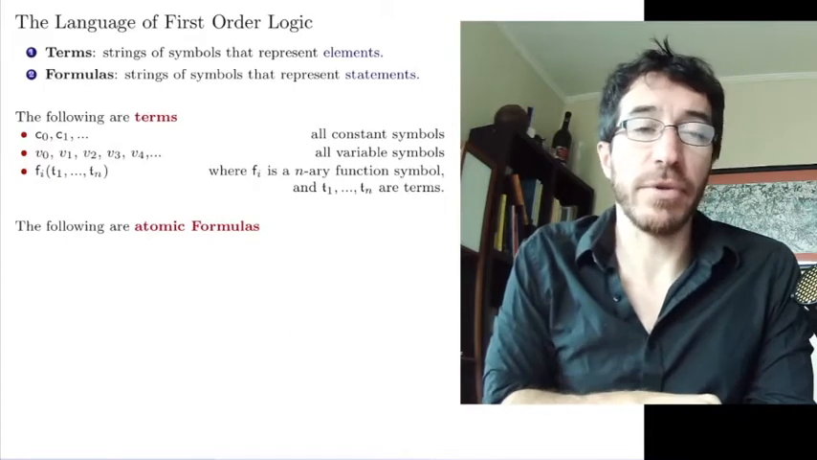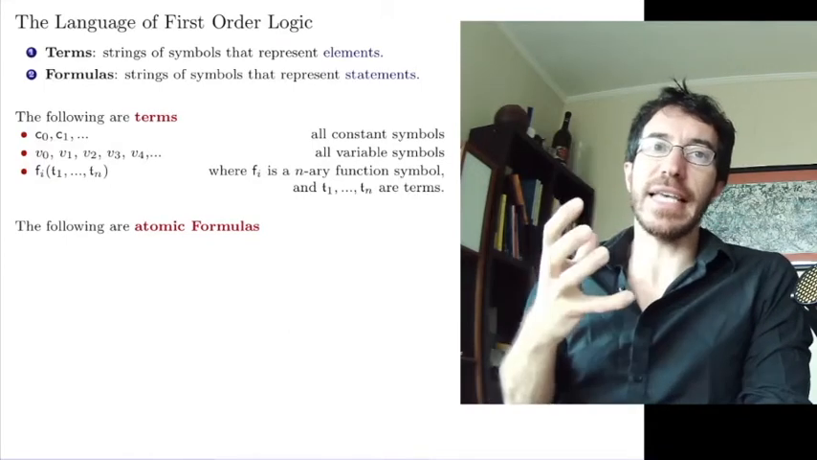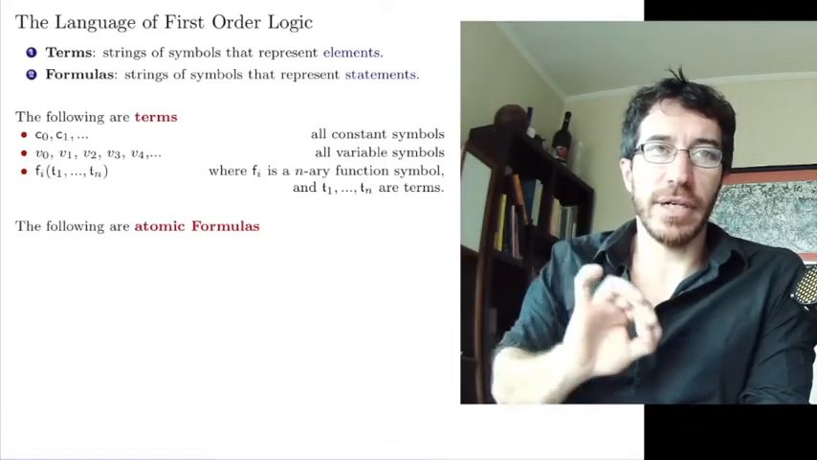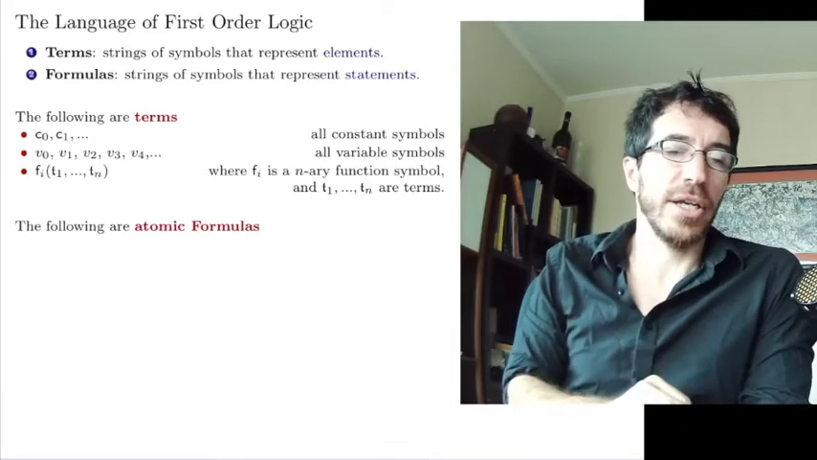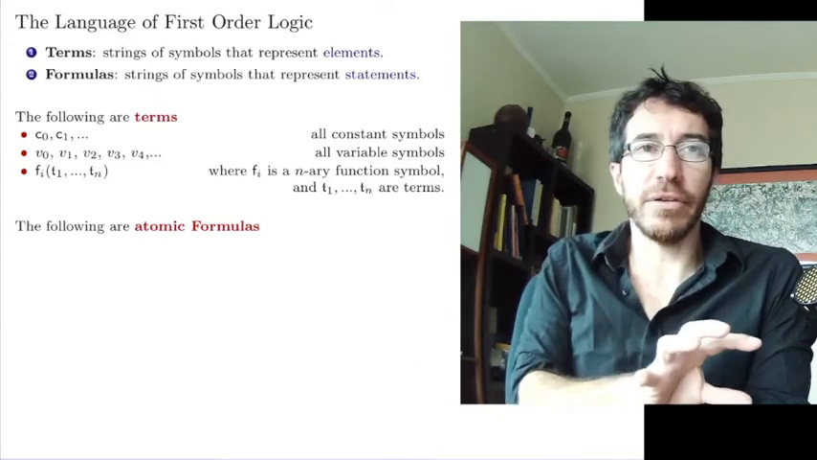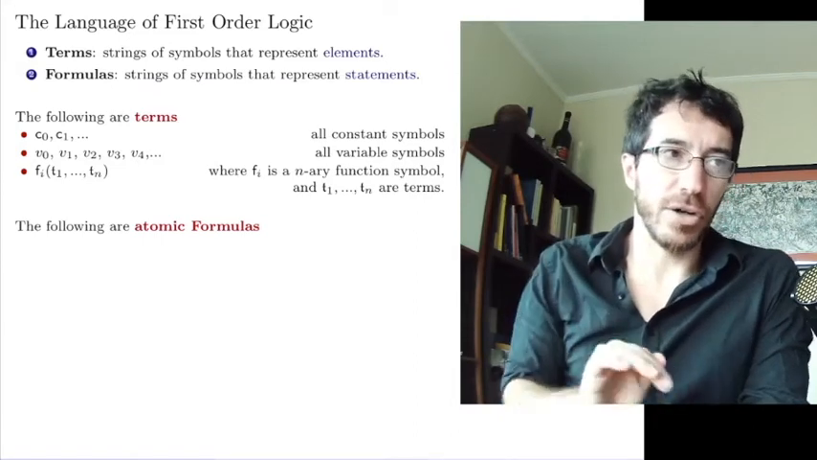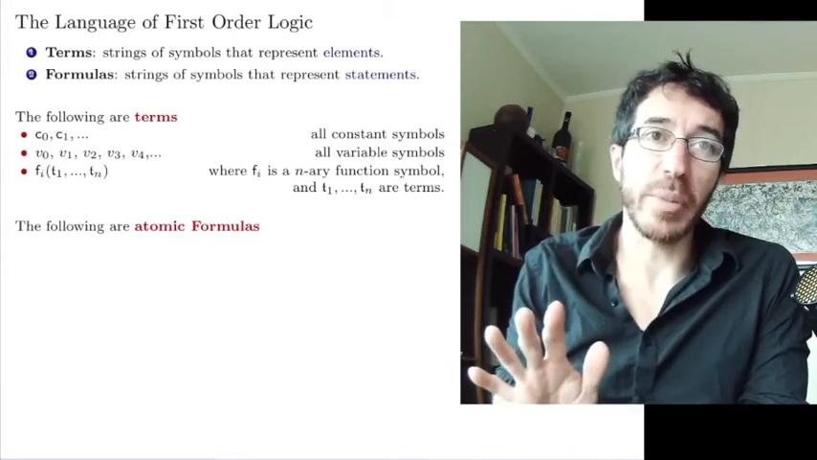Okay, so then come the formulas. The formulas represent statements, which are going to be either true or false when we interpret them later. So far, it's just strings of symbols again. And then there is a simpler kind of formula called the atomic formulas, which we build first, and then we are going to build all the formulas. So what are the atomic formulas?